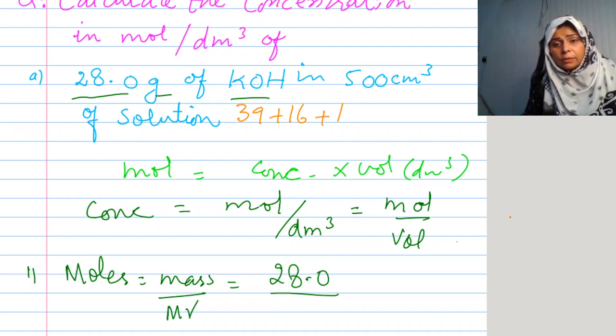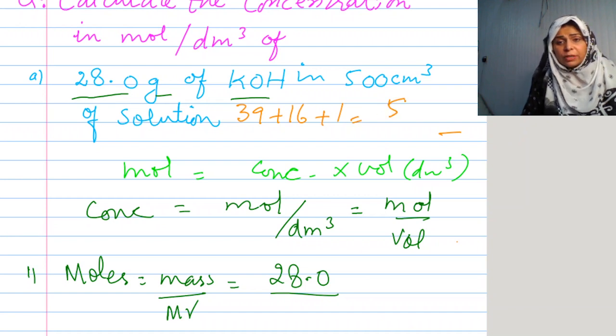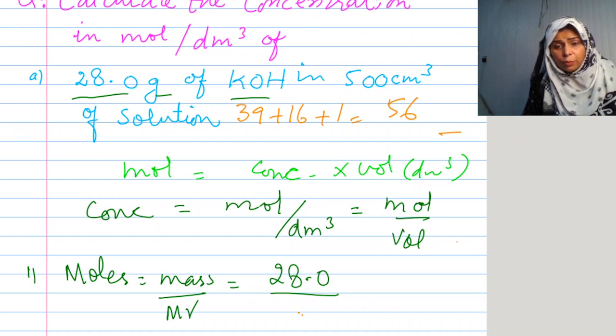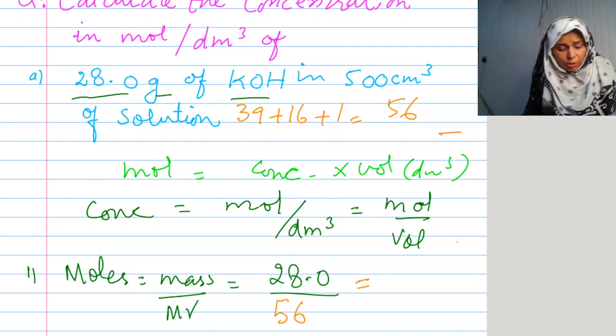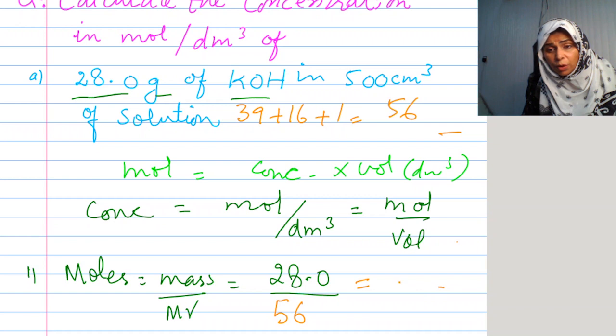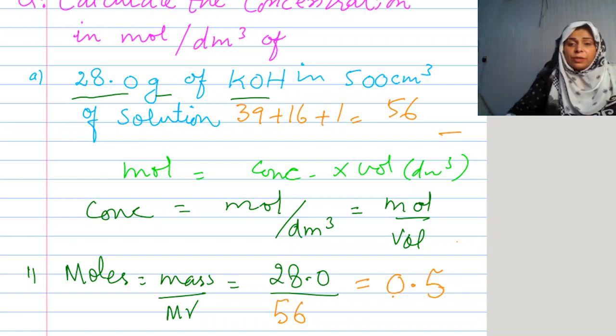Okay, 56 is the Mr. So we will put the value here, 56. 28.0 divided by 56, we will get the moles first. 28.0 divided by 56, and we will get the answer, that is 0.5. So in the first step, we have to calculate the moles.